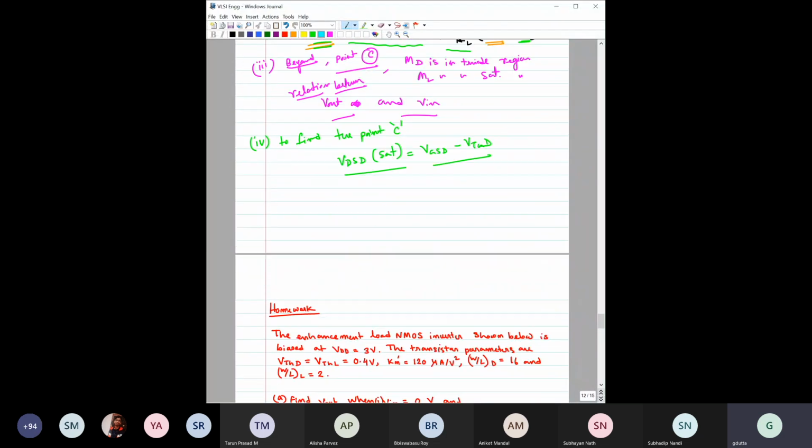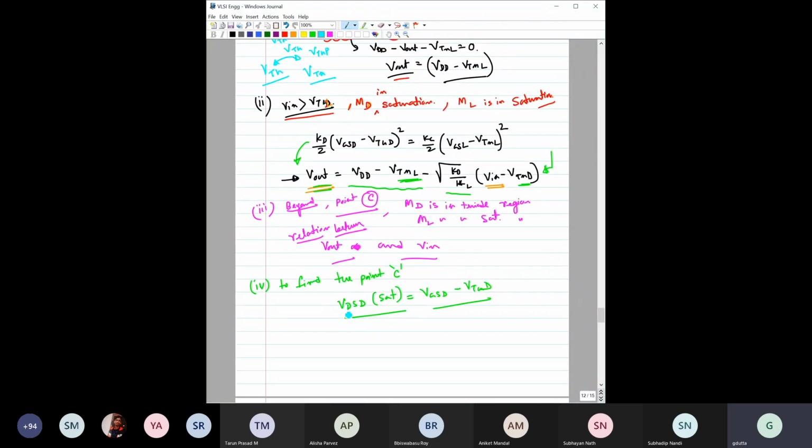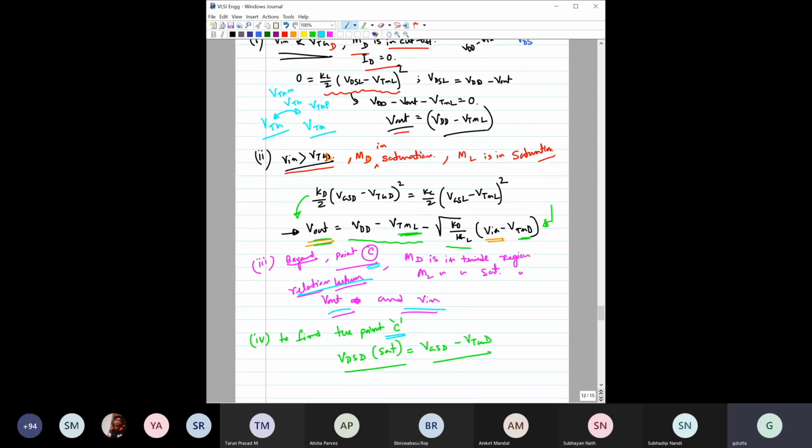Then, okay, but I would rather encourage you to really find this point. See the expression of V for this point, the point C, and the relation between this V output and V input. Just simply write the equation, equate the equation, and find the relation, right? So we are just not doing it here to save some time.